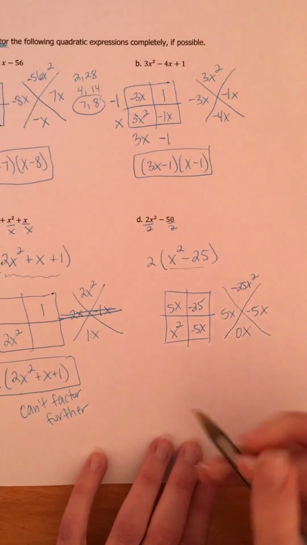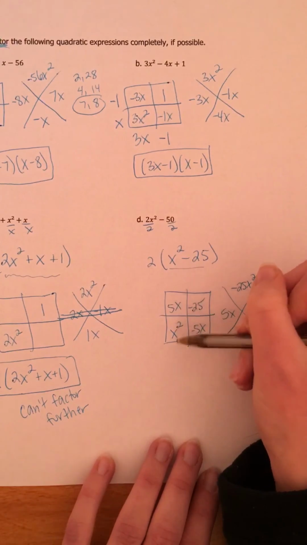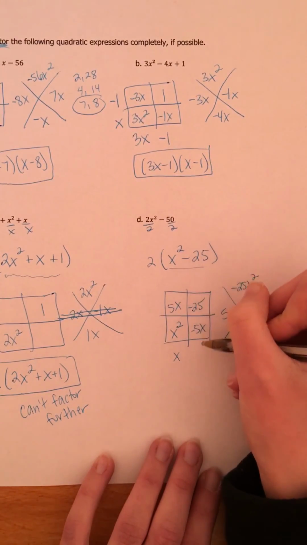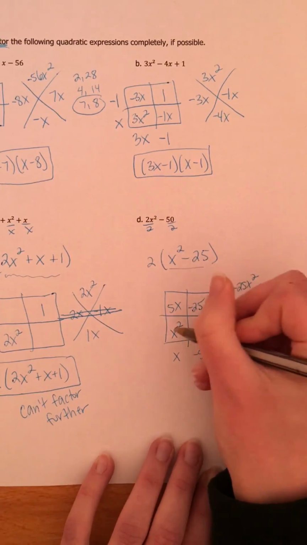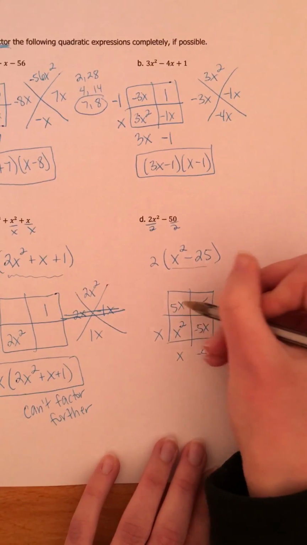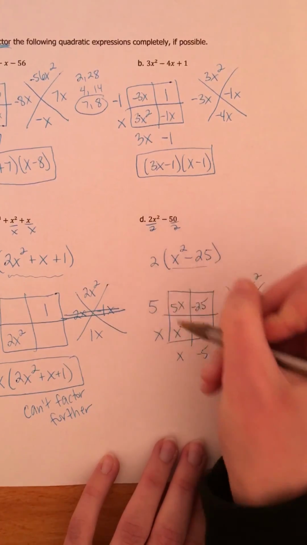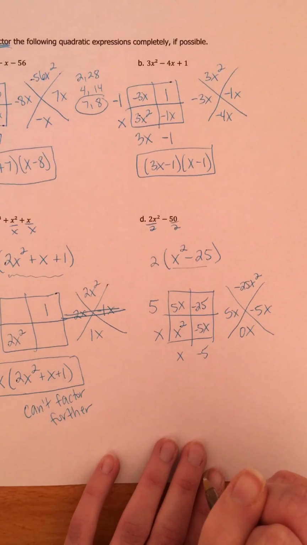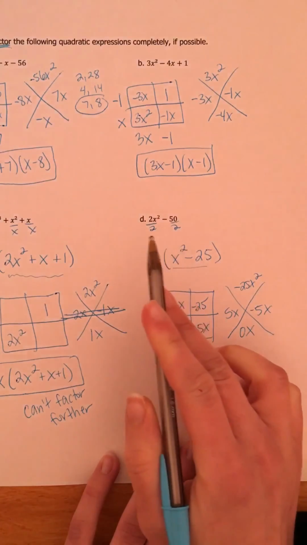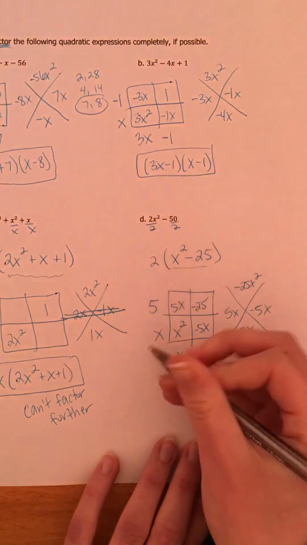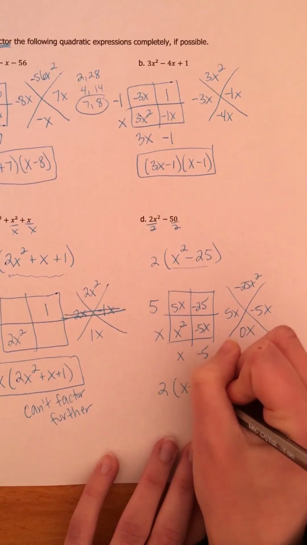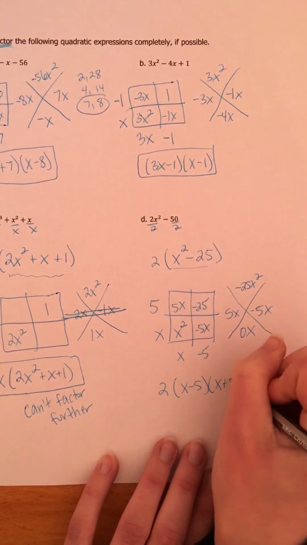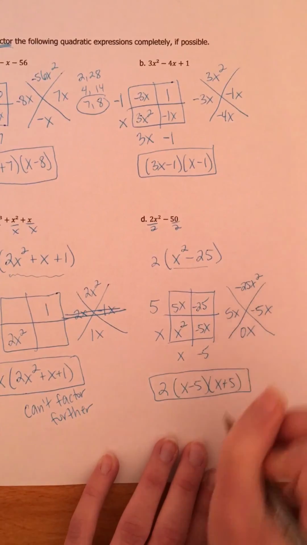And I'm going to find my outsides. Right here, these both have an x. These both have a negative and a 5. You can divide them by. Sideways, this will be an x again, and this would just be a regular 5. Okay? So my factors for this original expression: I have the 2 in the front, so 2, and then parentheses my outsides, x minus 5 times x plus 5.